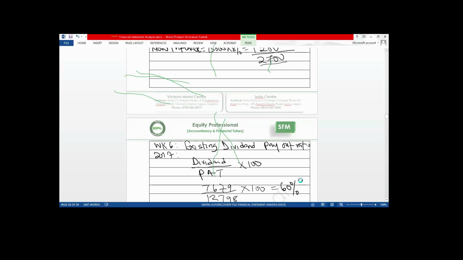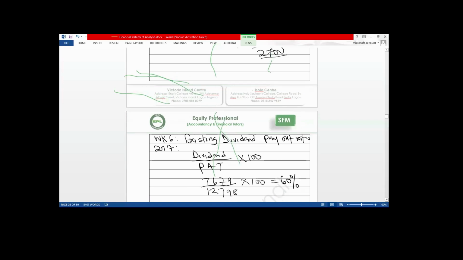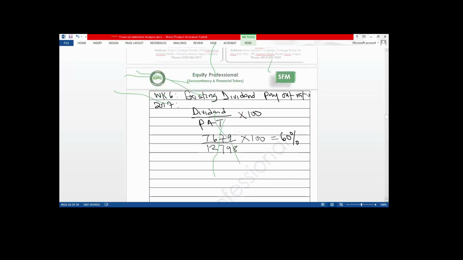What that means is that 60% of the profit after tax is paid as dividend. This ratio will be maintained in 2018 because the company plans to maintain the existing dividend payout. Now 2018 under rights issue.